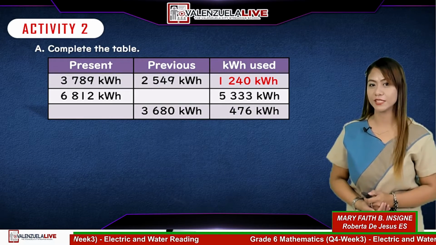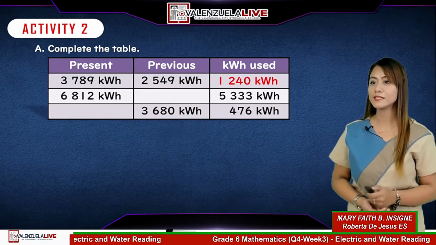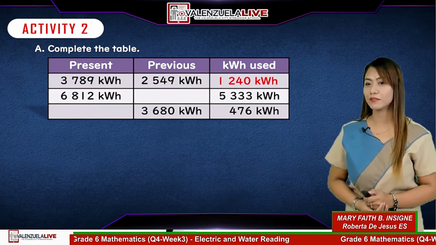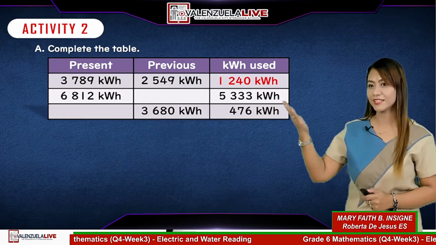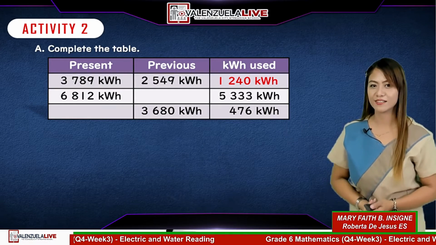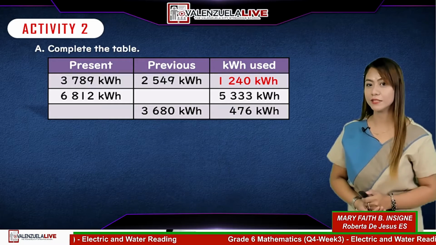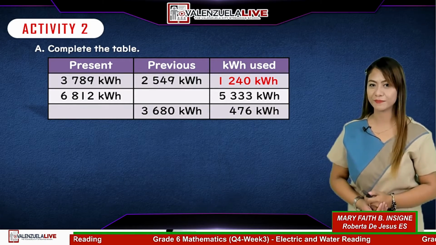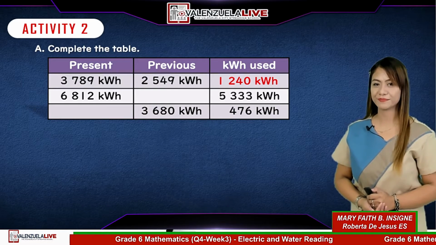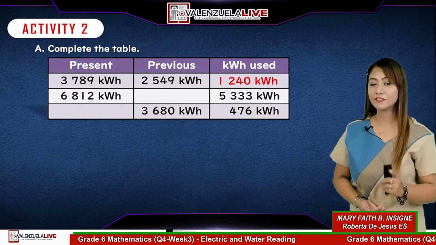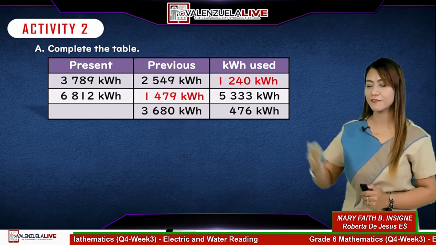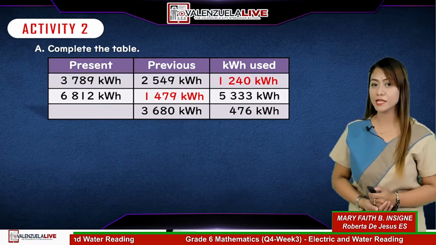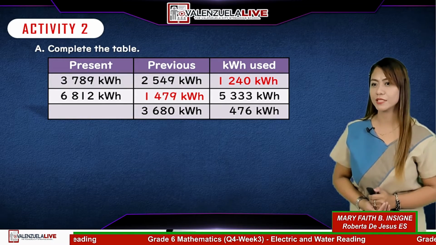Number 2. Find the previous reading if the present reading is 6,812 kilowatt hours and the kilowatt hours used is 5,333 kilowatt hours. We must subtract only the kilowatt hours used from the present reading. What is your answer? Good job. The answer is 1,479 kilowatt hours.